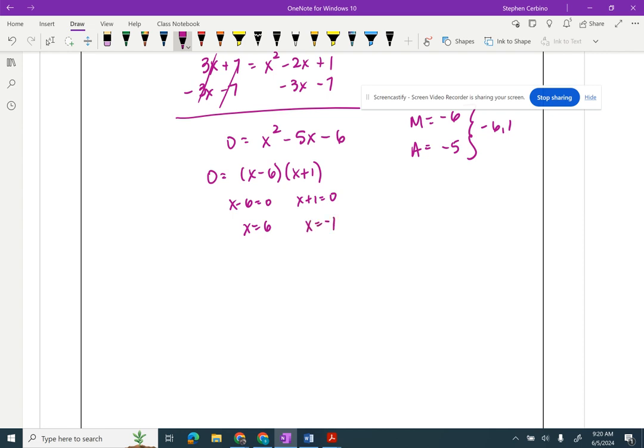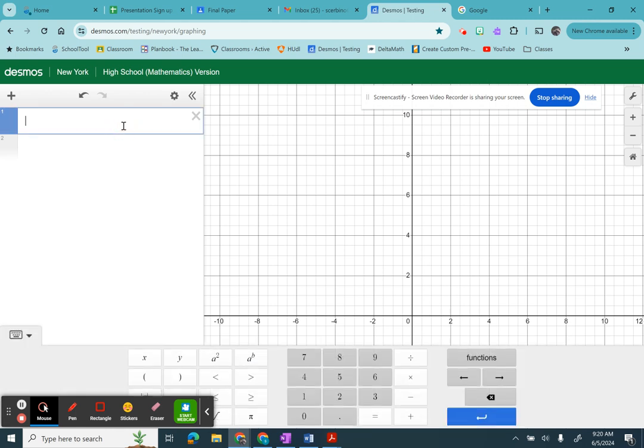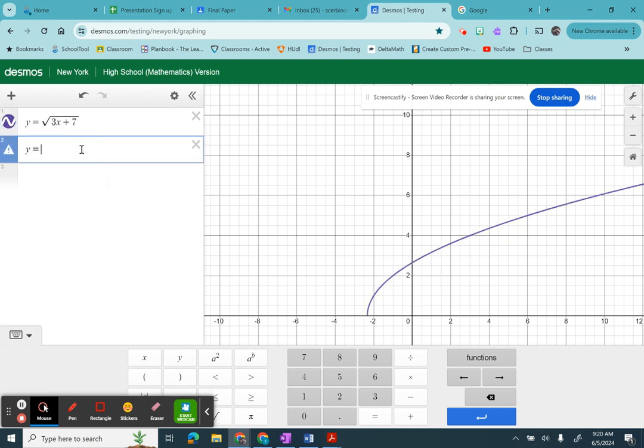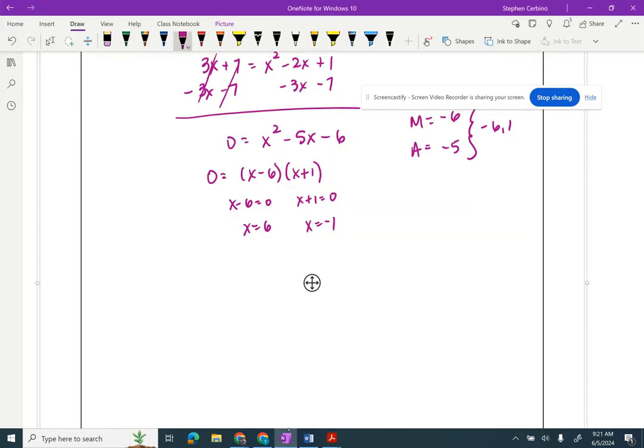But the tricky part about square root equations is you have to check them. You could check these by plugging both back into the original and seeing which one gets rejected, if any get rejected. Or you can graph it and see what happens. So let's pull up Desmos here. If we go y equals the square root of 3x plus 7, and then set the other side as the other equation, y equals x minus 1, you can see that they only intersect one time, at the x value 6. They do not intersect when the x value is negative 1, so 6 is your only answer. We call this an extraneous solution.